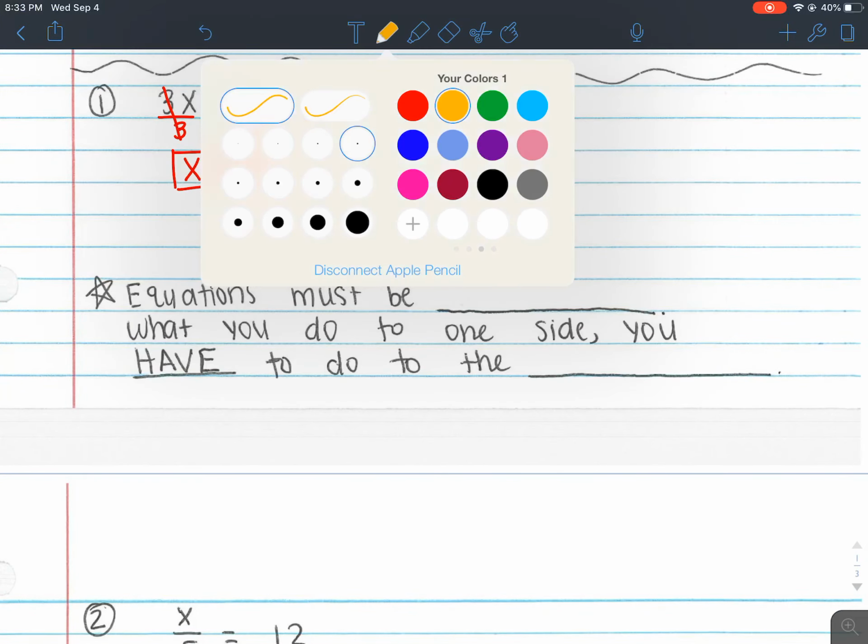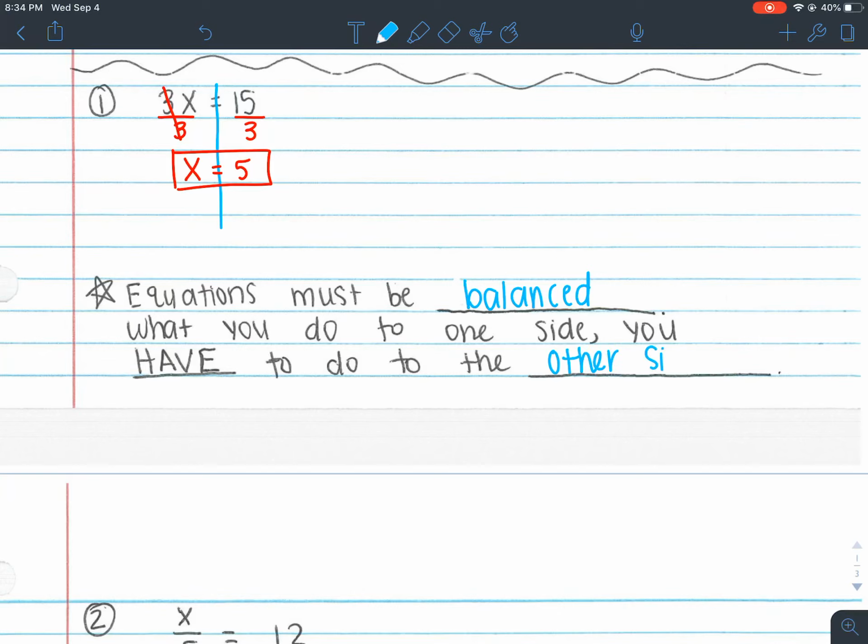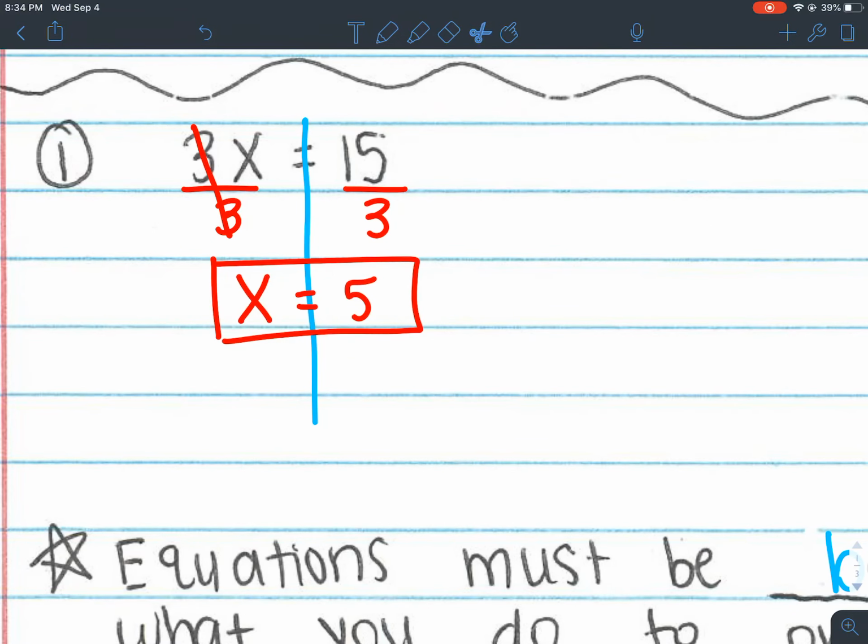Down here I have some important information. It says equations must be balanced. What you do to one side, you have to do to the other side. Like when you go to the gym, you're not going to pick a 5-pound dumbbell for your left arm and a 50-pound dumbbell for your right arm. You want balance. So anything you do to one side, you have to do the exact same thing to the other side, which is why I have a little line here. It shows us where the sides are.